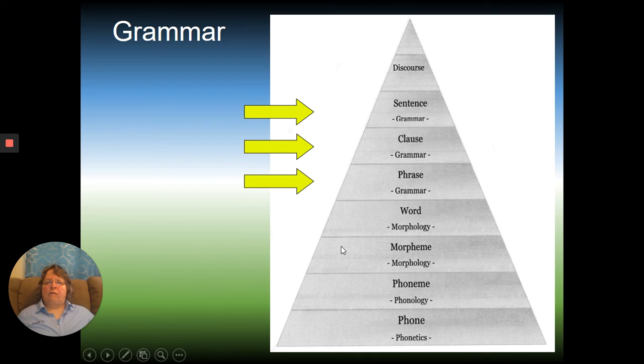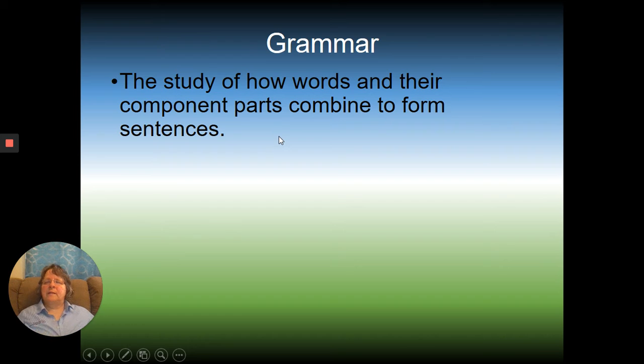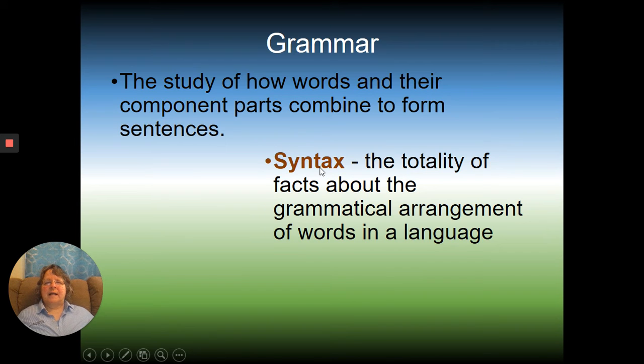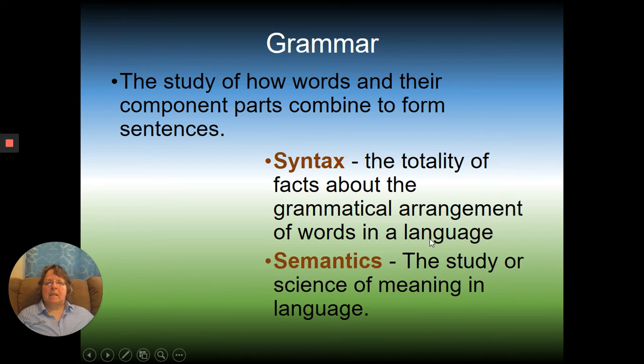So that was our word morphology. And now, how do we take individual words with meaning and group them together for greater meaning? This is called grammar, the study of how words and their component parts combine to form sentences. We have the syntax, which is the facts about the grammatical arrangement of words in a language. And the semantics is the study or science of meaning in language. So just because words are grouped a certain way, they may have more than one meaning in a language, and you have to determine the meaning based on the context.